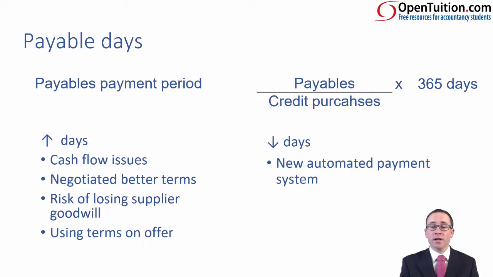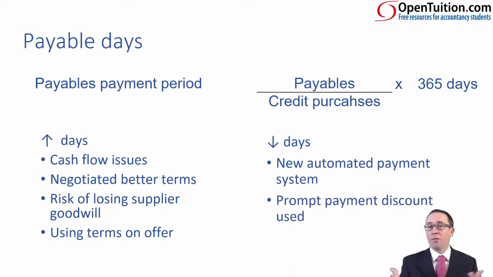A reduction in days could be that you put in a new automated payment system that on a monthly basis goes through all the supplier invoices and decides which ones to go through and pay based upon how outstanding they are and who that supplier is. Okay, therefore, that improves the efficiency of the payment and makes sure that things are paid on time and therefore there are no delays in payment.